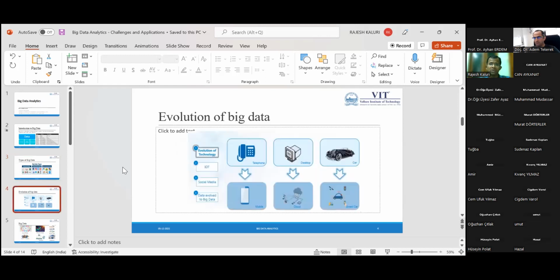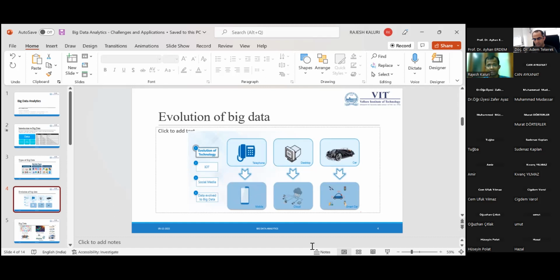Now, the evolution of big data. When you talk about evolution, it started with a very simple example, which I am pointing here, the telephone. Earlier, when we were using normal landline telephones, the data being generated was very minimal, and also not stored. But with a mobile, each and every person has WhatsApp or Facebook, or so many other apps, and every time that data has to be recorded in some database.